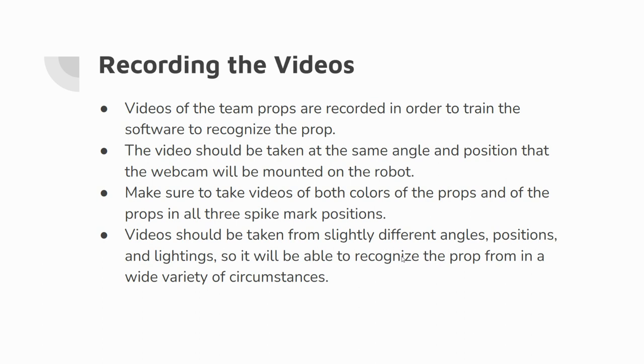Recording the videos. Videos of the team props are recorded in order to train the software to recognize the prop. The video should be taken at the same angle and position that the webcam will be mounted on the robot. Make sure to take videos of both colors of the props, in all three spike mark positions, plus with there being no prop in the video, so that it will have to challenge itself to not only recognize where the prop is, but also if there even is a prop.